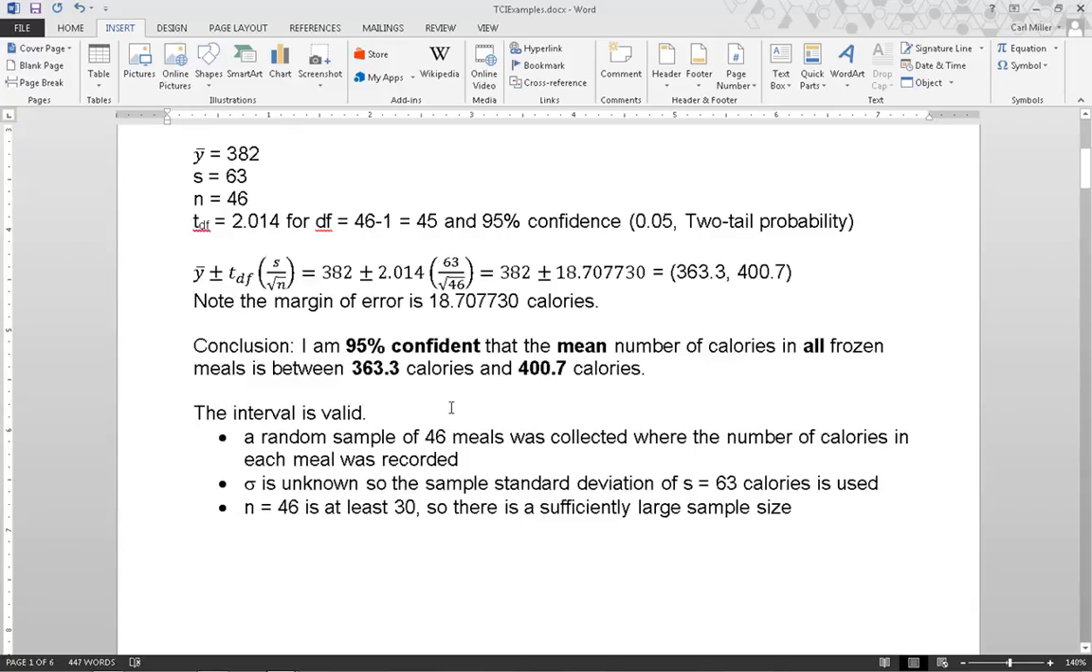Now the interval is valid. How do I know that? Well, a random sample of 46 meals was collected where the number of calories in each meal was recorded. So I have a random sample of quantitative data. Sigma is not known, so the sample standard deviation of S equal to 63 calories is used. And then the sample size, n equal to 46, is at least 30, so I have a sufficiently large sample size.